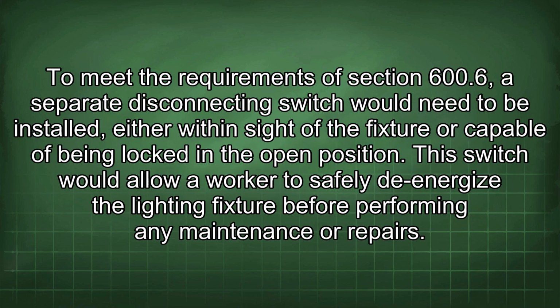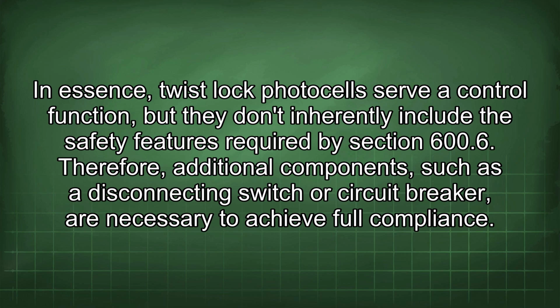To meet the requirements of Section 600.6, a separate disconnecting switch would need to be installed, either within sight of the fixture or capable of being locked in the open position. This switch would allow a worker to safely de-energize the lighting fixture before performing any maintenance or repairs. In essence, twist lock photocells serve a control function, but they don't inherently include the safety features required by Section 600.6. Therefore, additional components such as a disconnecting switch or circuit breaker are necessary to achieve full compliance.